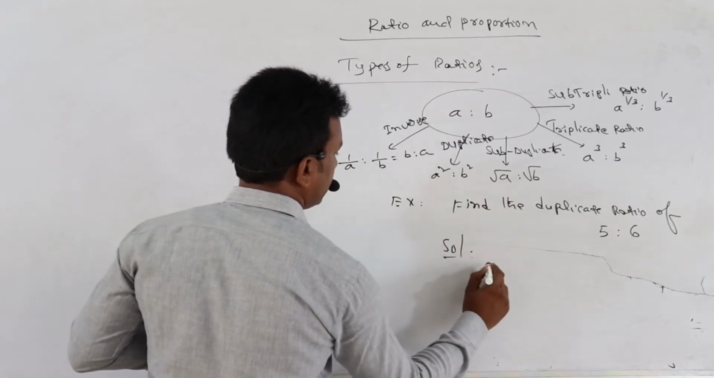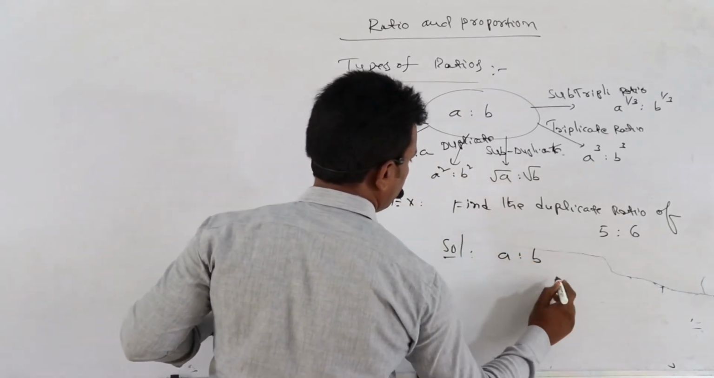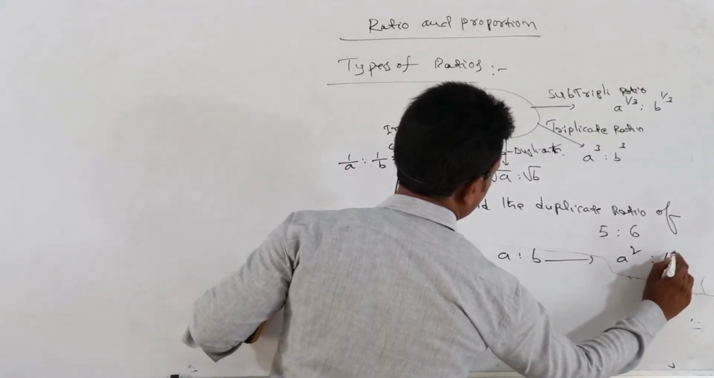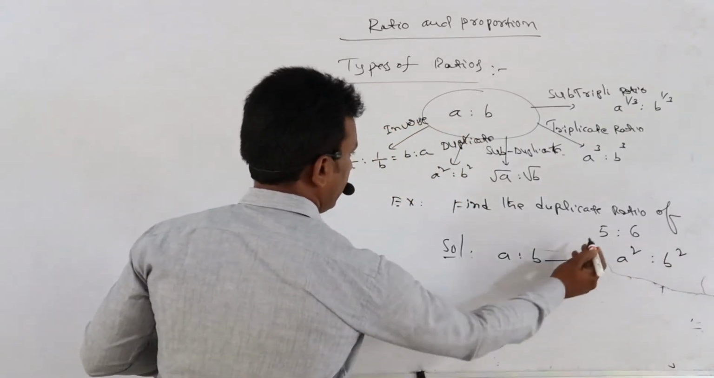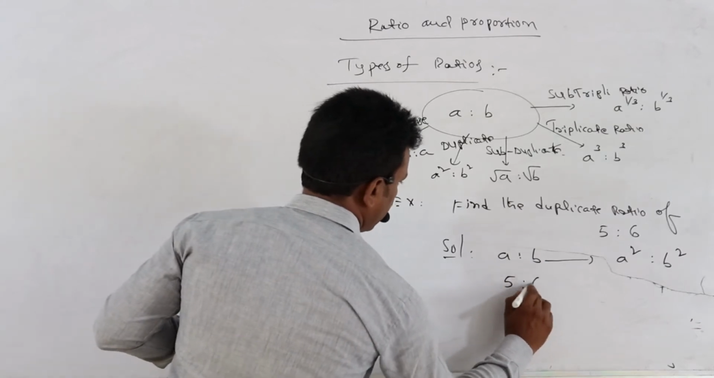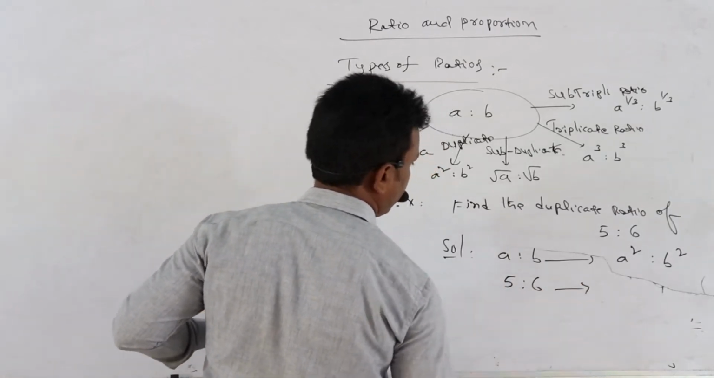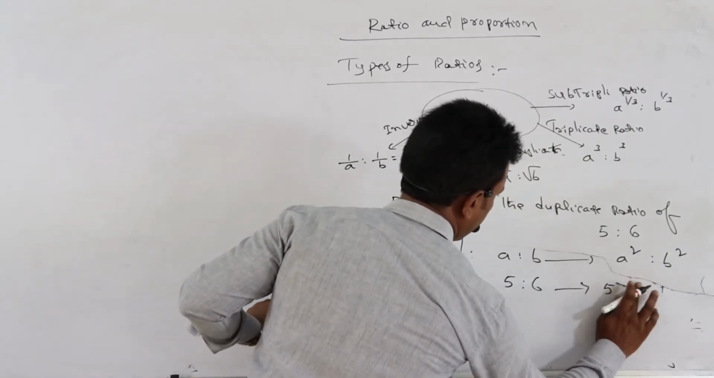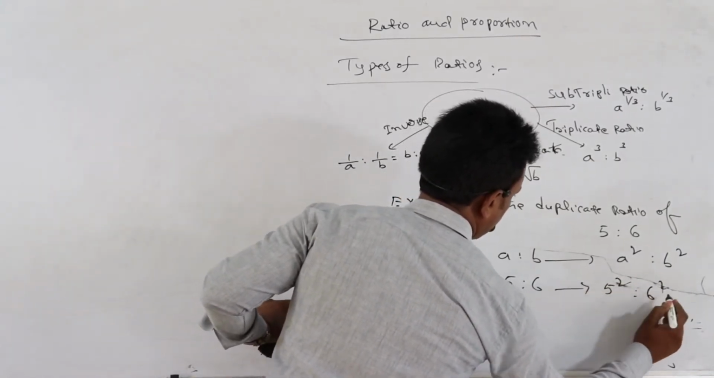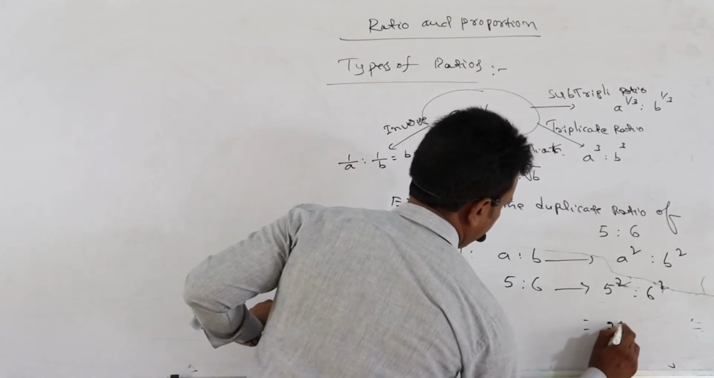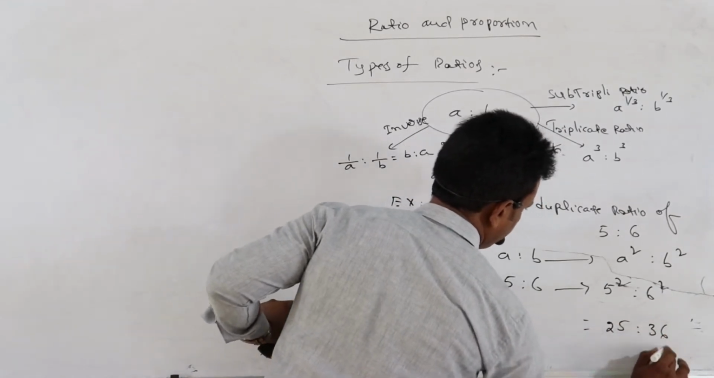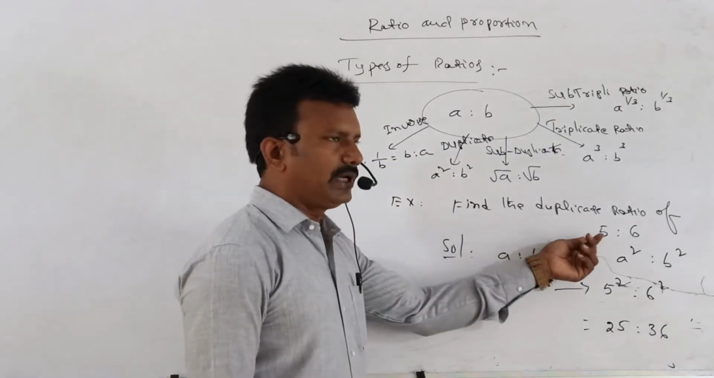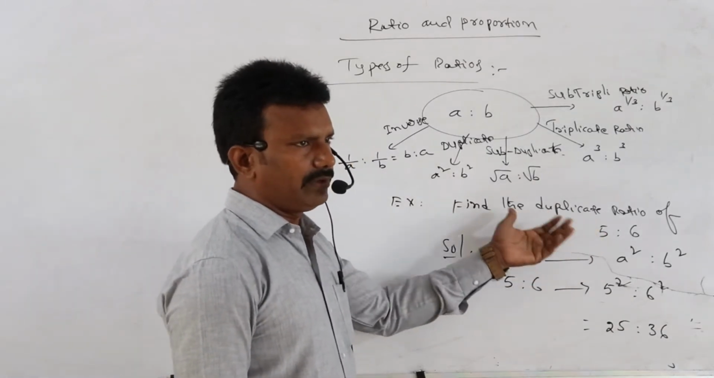Our condition is, for A is to B, the duplicate ratio is simply defined as A square is to B square. In the same way, for our ratio 5 is to 6, we define the duplicate ratio of 5 is to 6 as 5 square is to 6 square. That is equal to 25 is to 36. So easy one. We are writing the squares of the given numbers. That is the duplicate ratio of the given ratio.